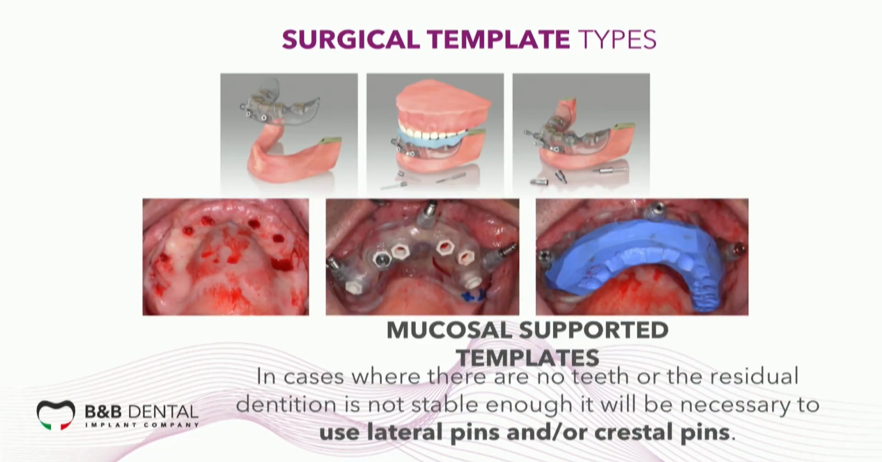Second surgical template type is mucosal supported. It's not stable because usually the gingiva is soft, and is not very stable for the total edentulism. But you can help the patient: he can bite the silicone bite and achieve the proper stability and the proper position of the surgical template, and then you can insert the lateral pins. If you want, in addition to achieve the perfect stability, you can use also the crystal pins.